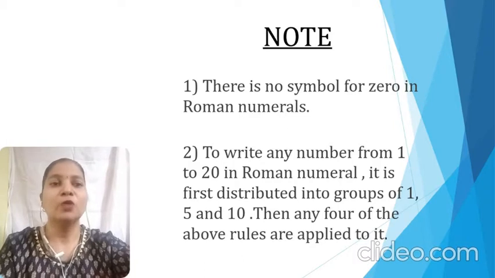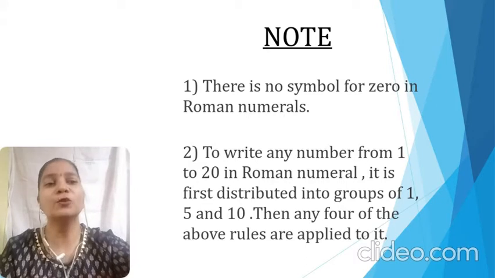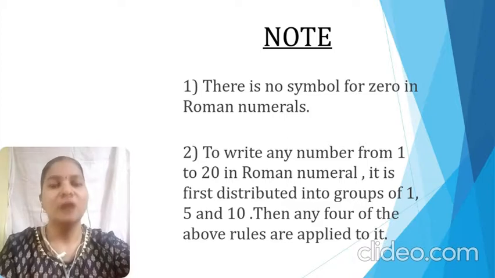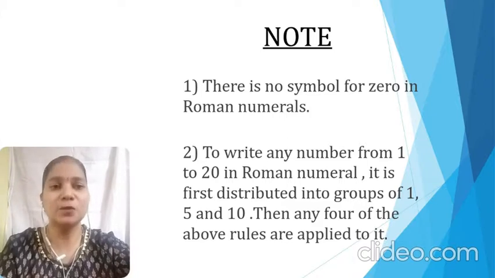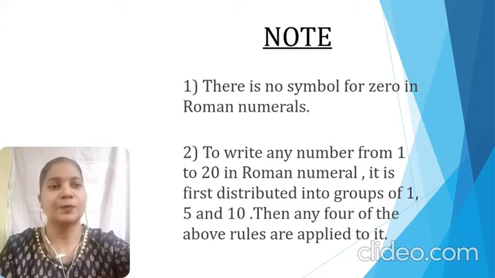Second note, to write any number from 1 to 20 in Roman numerals, it is first distributed into groups of 1, 5 and 10. Then any of the above 4 rules are applied to it. At first I told you about 1, 5 and 10. 1 means capital I, 5 means V, and 10 means X. These 3 symbols are very important to write Roman numerals.